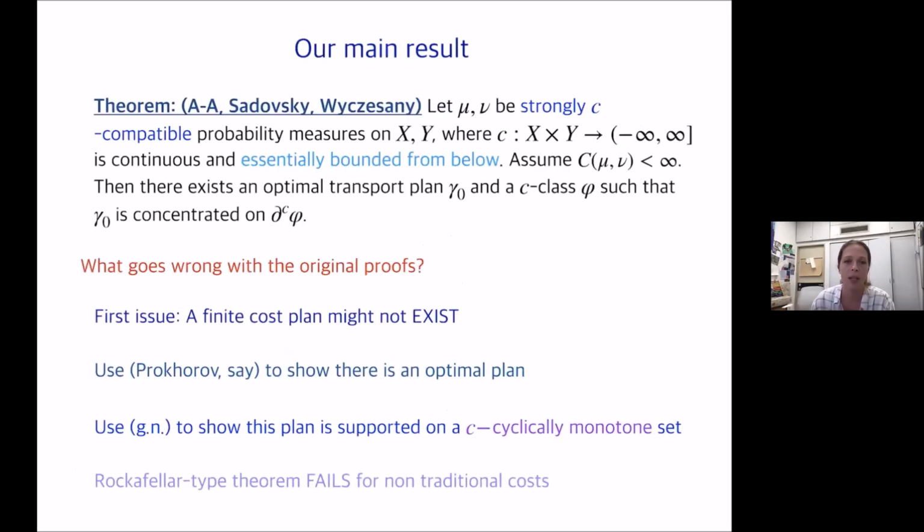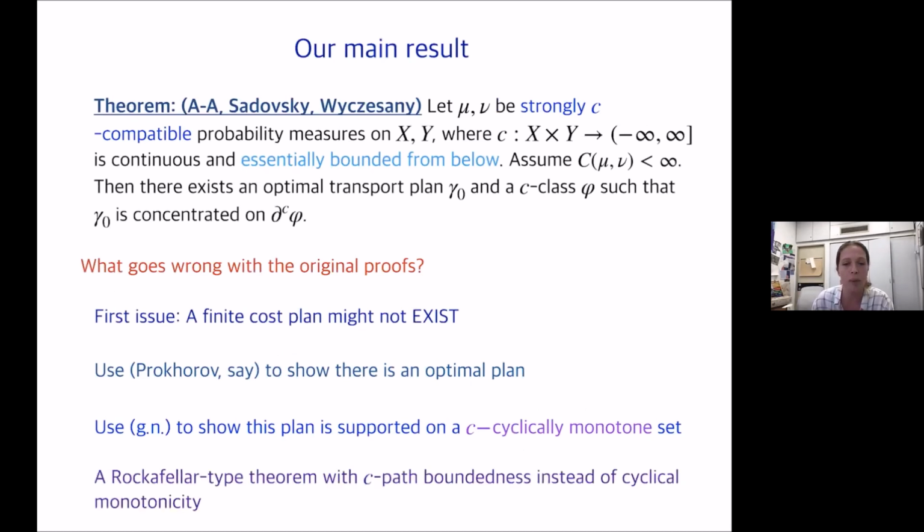Okay, going back to our main result. We said that Rockafellar's theorem failed for non-traditional costs, but now we replace it with a Rockafellar type theorem, where instead of C-cyclic monotonicity, you exchange it for Cpath boundedness. So the fourth step somehow changes, but then you have to look back at the third step, right? Because the third step said that general nonsense promises you that an optimal plan is supported on a cyclically monotone set, not that it's supported on a Cpath bounded set. And this really can fail.